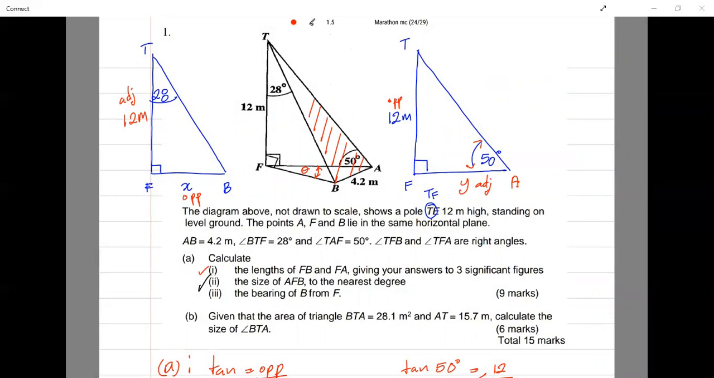So given that the area of triangle BTA is 21.8 meters square, and that AT is 15.7 meters, so this is 15.7 meters, we're to calculate the size of angle BTA. So we're being asked to find this angle here, angle BTA. Let's call it, we used alpha already, let's call it alpha. All right, so I'm going to draw a diagram associated with this.